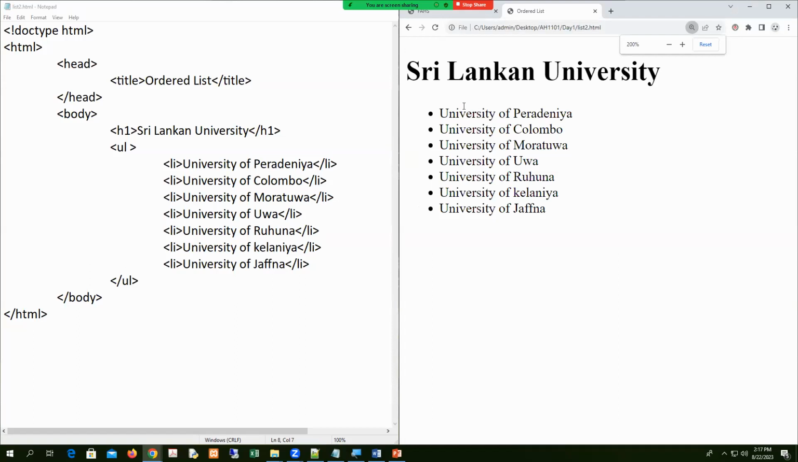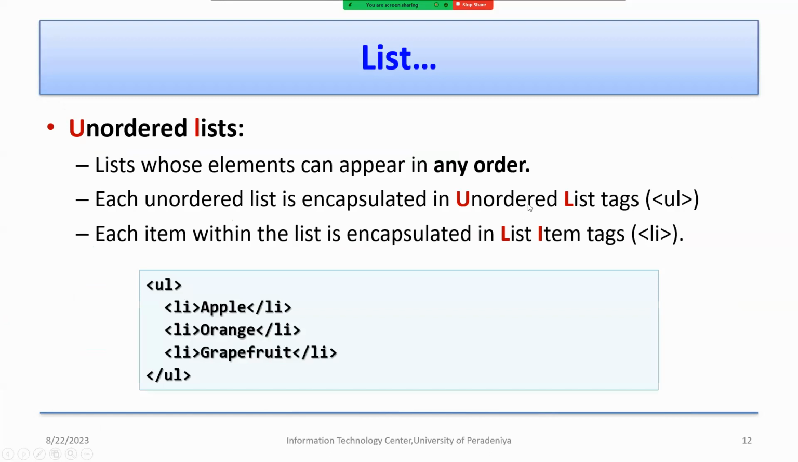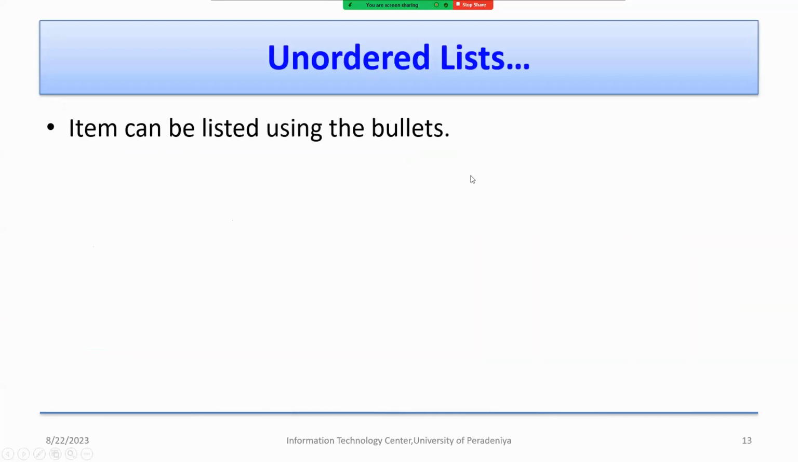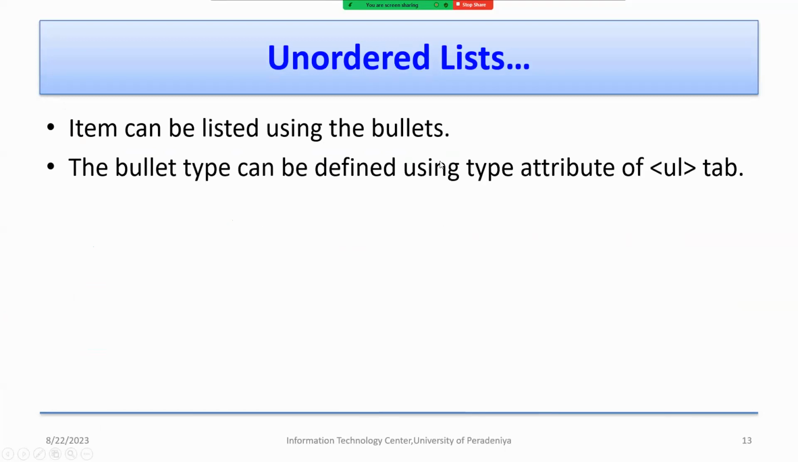Now you can see these items are not numbered. Actually, this appears as a bullet list. This bullet shape can be changed. The items can be listed using bullets, and then the bullet type can be defined as you wish.